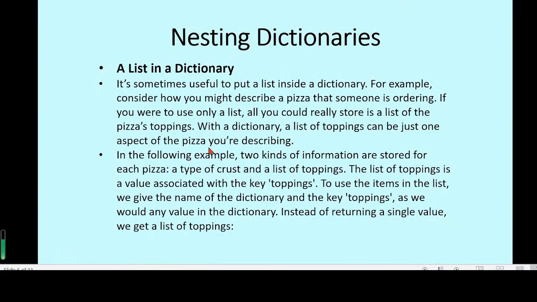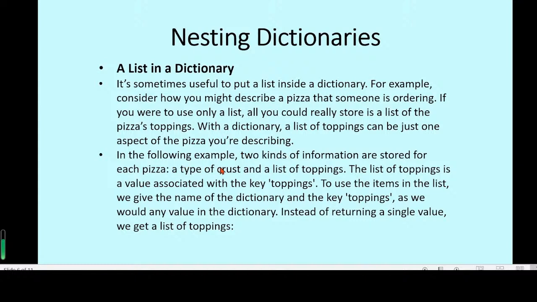So next, let's look at a list in a dictionary. It is sometimes useful to put a list inside a dictionary. For example, consider how you might describe a pizza that someone is ordering. If you were to use only a list, all you could really store is a list of the pizza's toppings. But with a dictionary, a list of toppings can be just one aspect of the pizza you are describing.